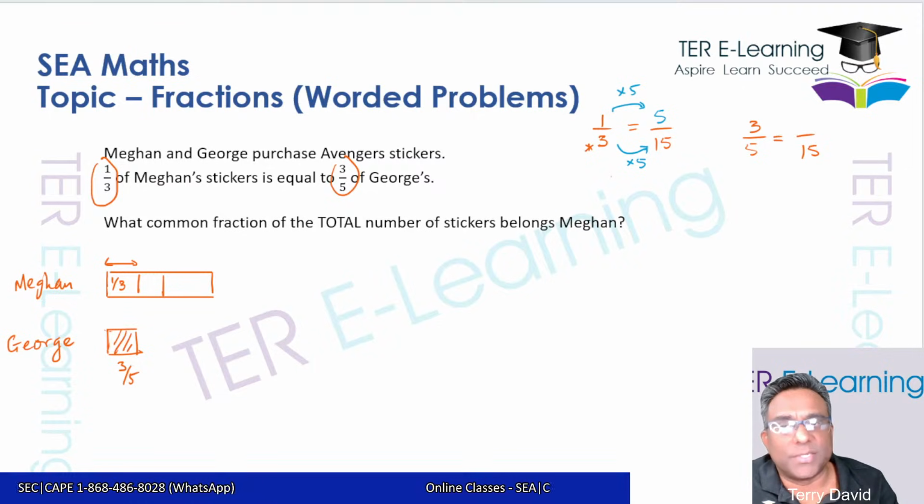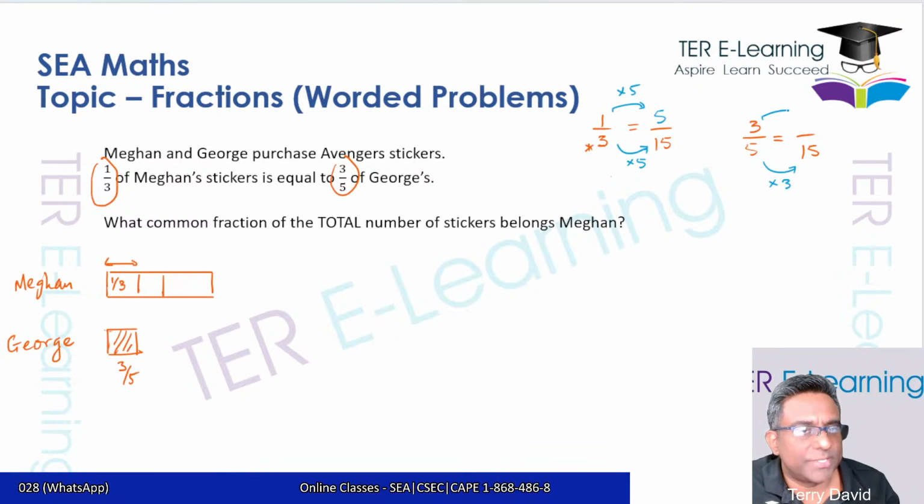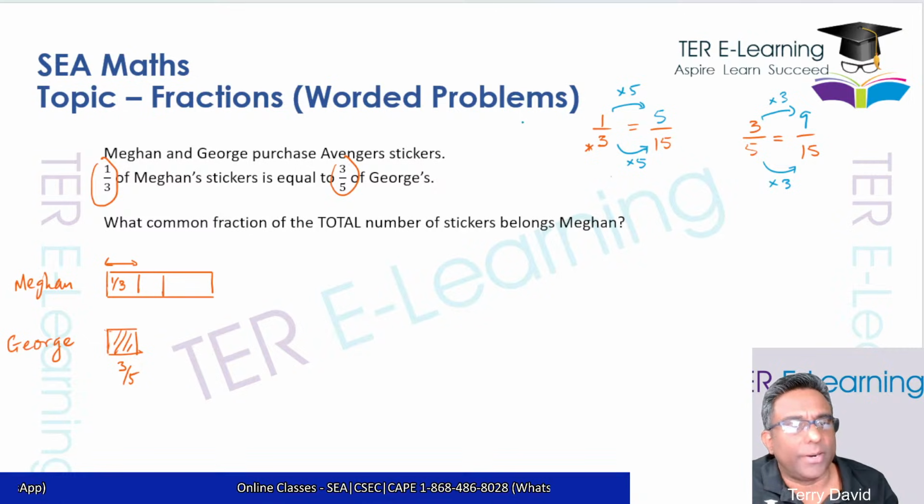Let's write this over 15 as well. Right, so you multiply by 3 here. We do the same thing on top. Multiply by 3, so we're going to get 9 here on top. All right, so now I can make a fair comparison here.